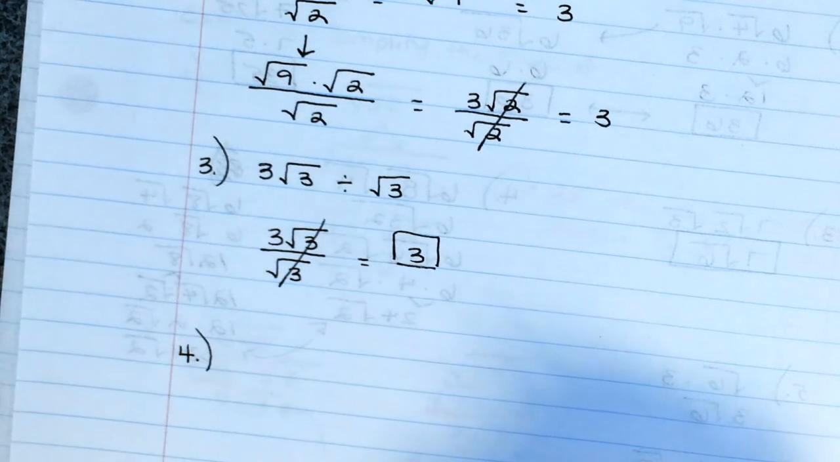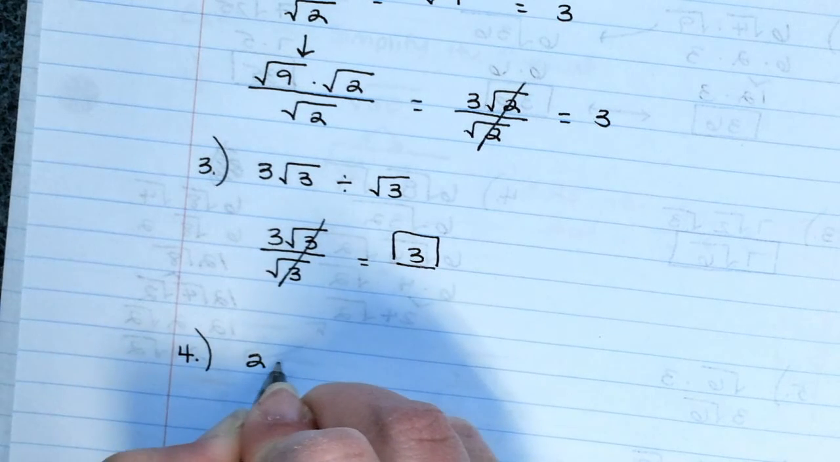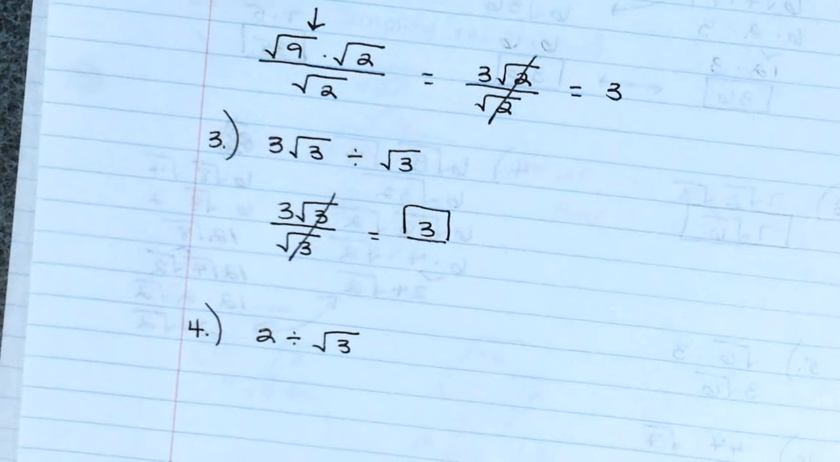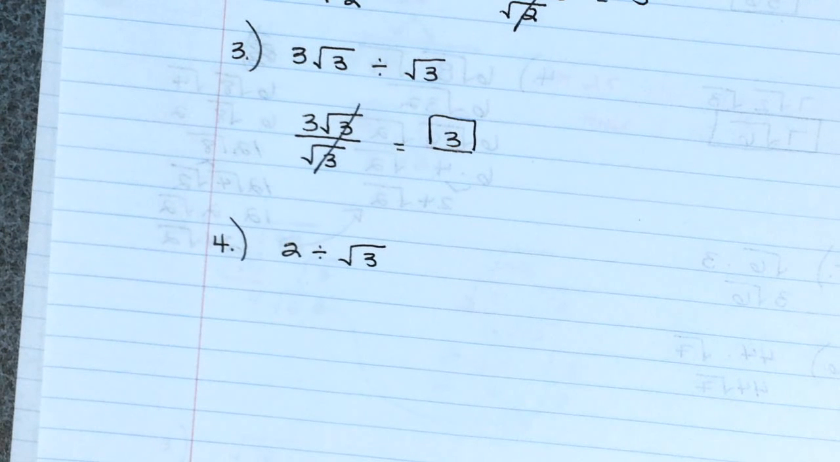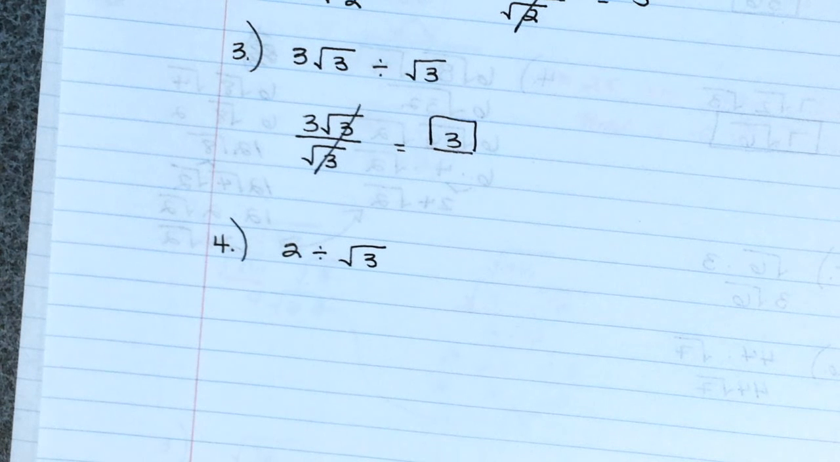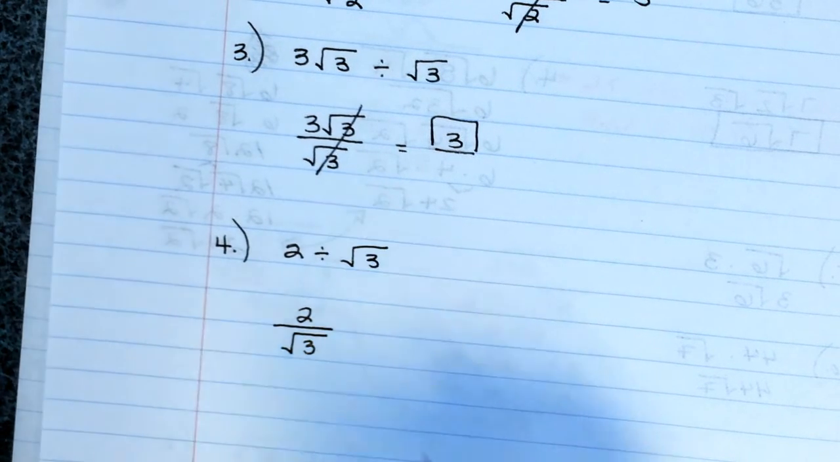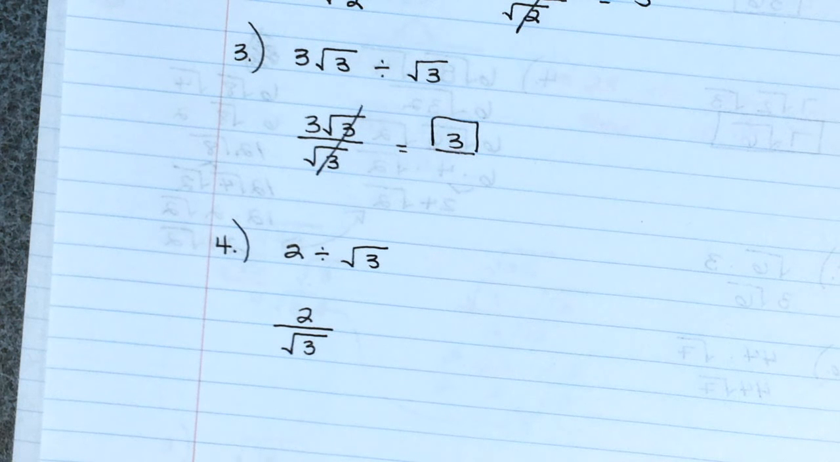All right, now I'm going to really trick you. 2 divided by the square root of 3. Is that your answer? Oh, I would never have my answer have a division sign in it, so heck no. Once you put it over, okay, so we want to write it as a fraction. 2 over the square root of 3. Is that your answer? Absolutely not.